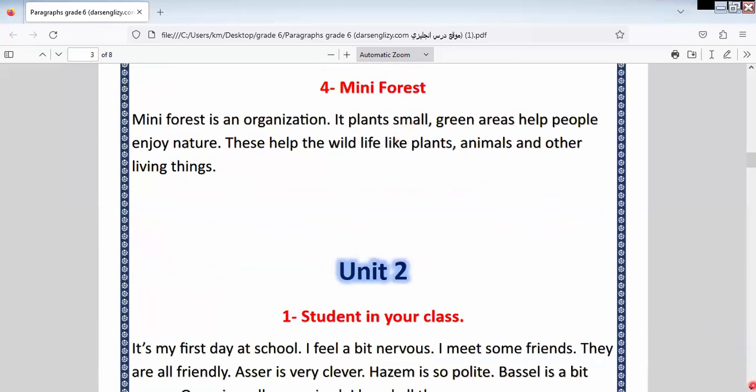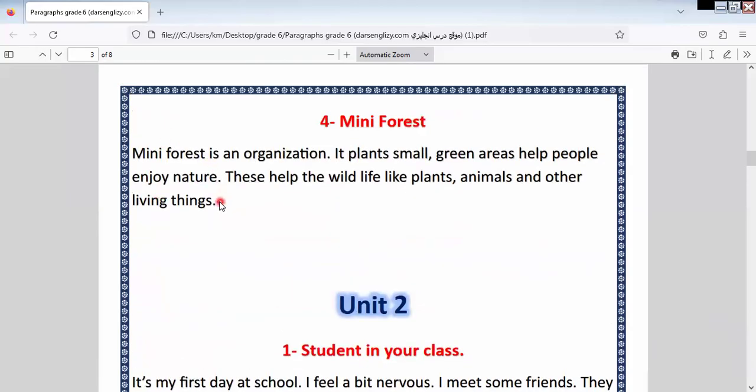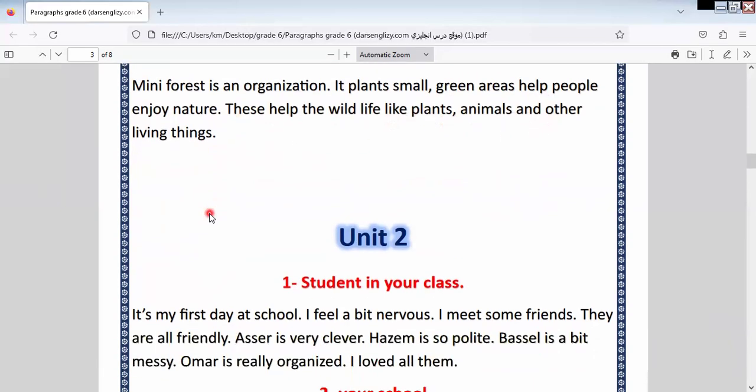Many Forests. This is another topic in this unit. We talked about it before. Many Forests is an organization. It plants small green areas and helps people enjoy nature. They help the wildlife like plants, animals, and other living things.